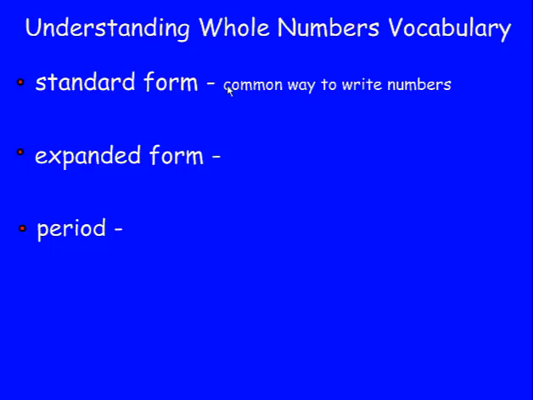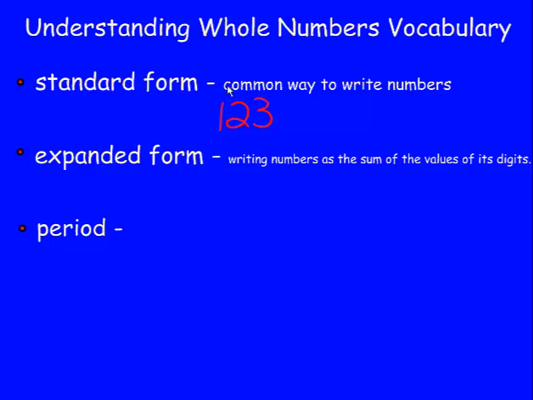So for the number 123, that is written in standard form. The next word is expanded form. Expanded form is writing numbers as the sum of the values of its digits.